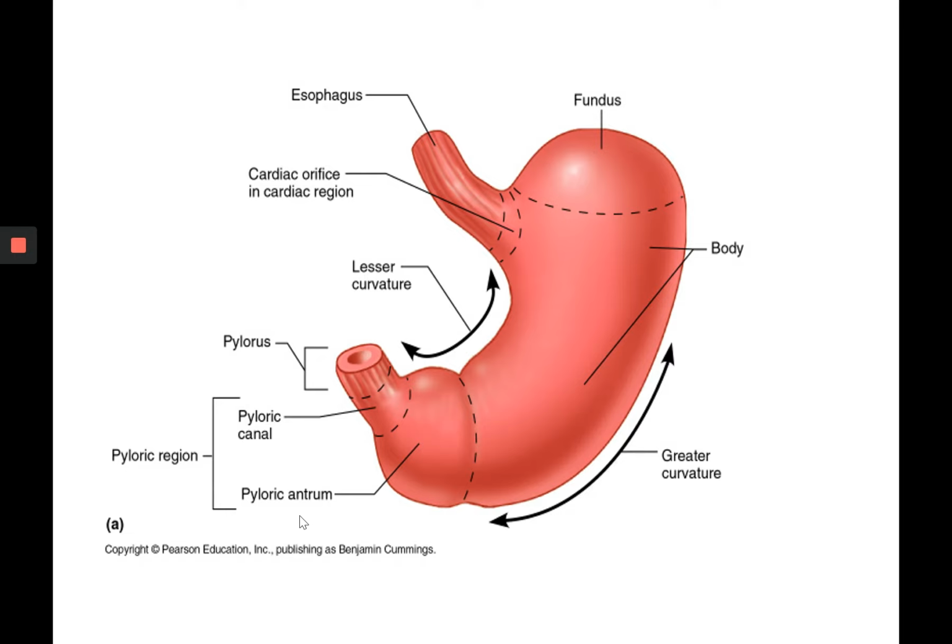And then, not pictured here, the pyloric sphincter would connect the stomach to the small intestine, specifically the first part of the small intestine called the duodenum. The lesser curvature is right here, and it's going to be closer to the liver, whereas the greater curvature is going to be right here. It's much larger than the lesser, and it's closer to the spleen.